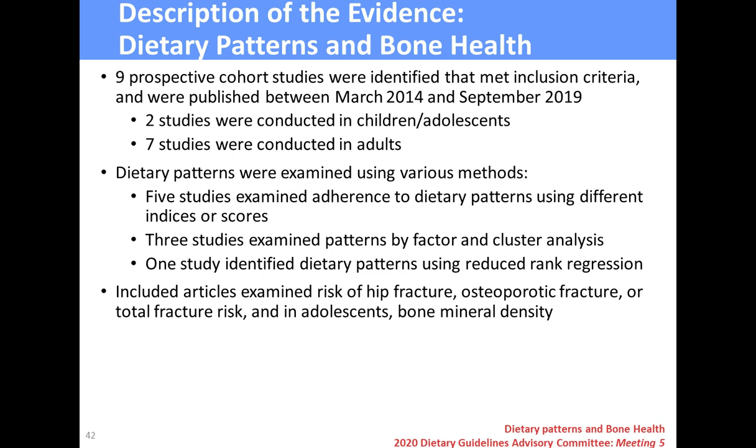So next page for description of the evidence, dietary patterns and bone health. 9 prospective cohort studies were identified that met the inclusion criteria and were published between March 2014 and September 2019. 2 studies were conducted in children and adolescents, and 7 studies were conducted in adults. Dietary patterns were examined using various methods across these studies, including different indices or scores, factor and cluster analysis, or reduced rank regression. Included articles examined bone health outcomes that included risk of hip fracture, osteoporotic fracture, or total fracture risk, and in adolescents, bone mineral density.